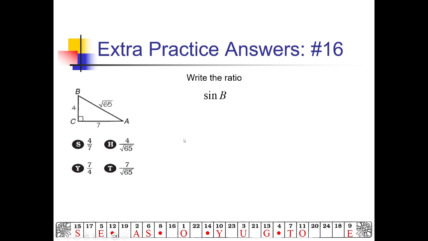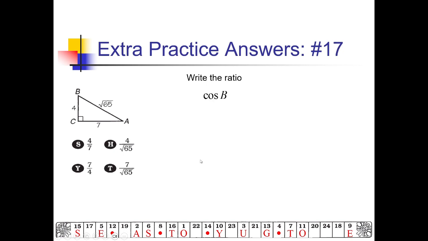Now we've got another new triangle for the next 3 questions. This one has this crazy radical 65 business going on. So now we're looking for sine of B. That's going to be, again, opposite over hypotenuse. Here's B. Opposite that, we have a 7. Hypotenuse is radical 65. And again, they didn't make us simplify the radical at all. So 7 over root 65 is T. That's going in spot 16.